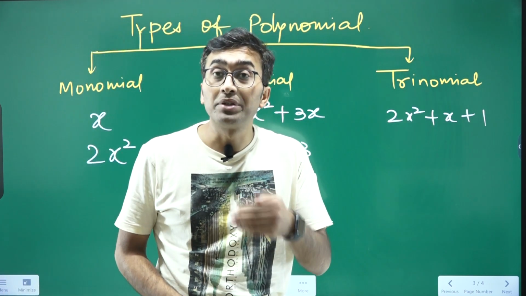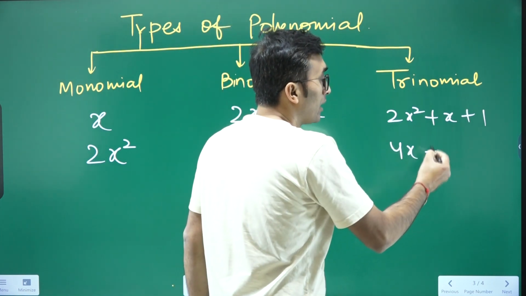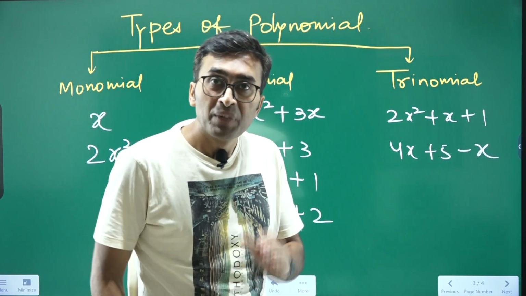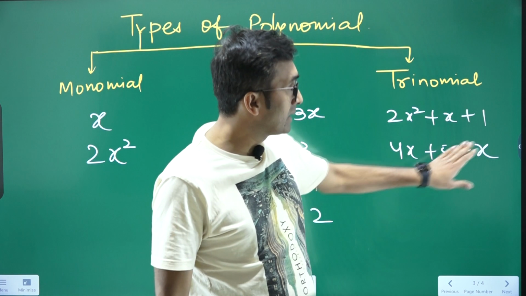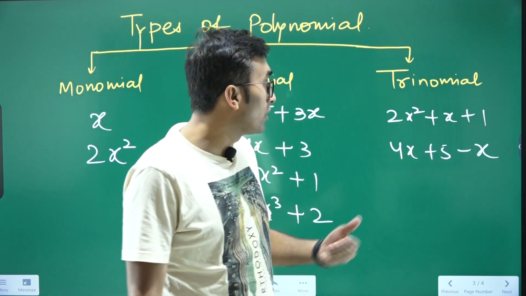These terms are separated by the plus or minus sign. Even we can write 4x plus 5 minus x. You can see that the three terms are there, first, second, third term. They are separated by plus or minus sign. So that's why it is called a trinomial.